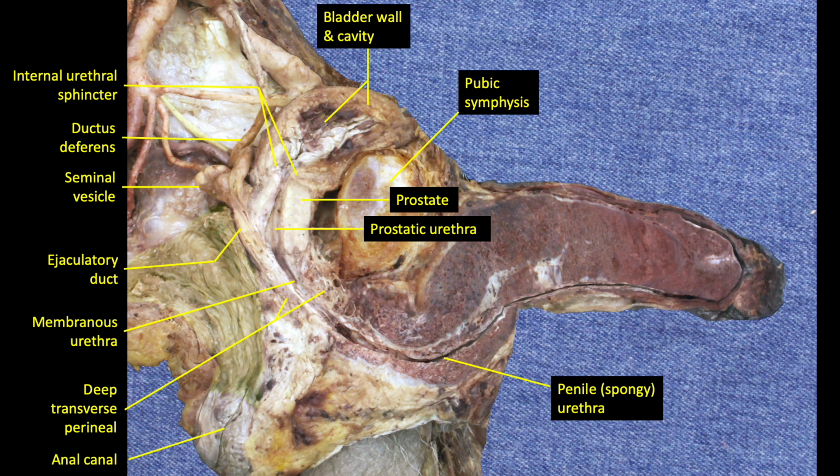Its name of spongy urethra relates to the fact that it is contained all within the corpus spongiosum, except when it becomes a membranous urethra. It is at this location where the urethra is most likely to be injured when placing a catheter to drain urine.